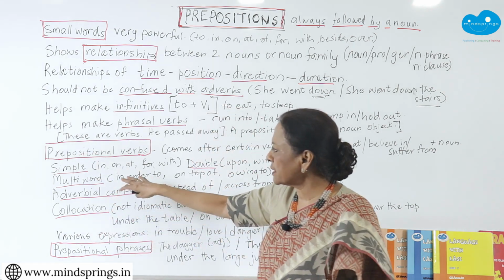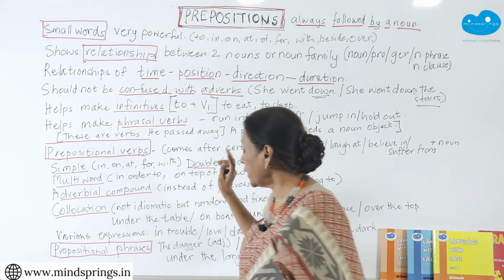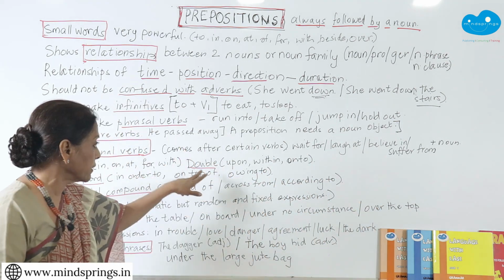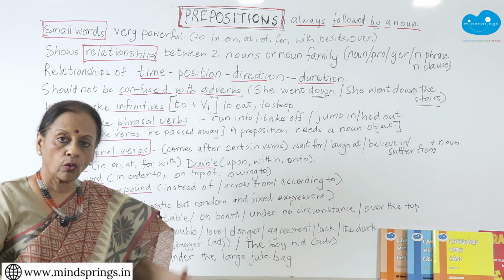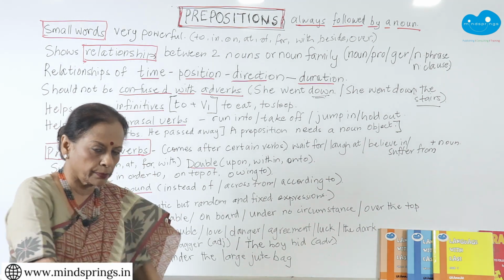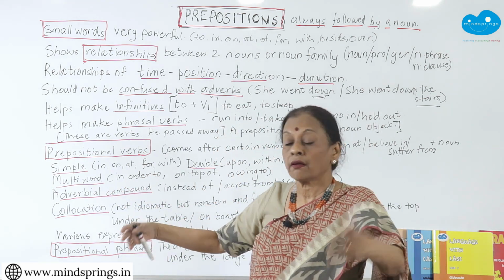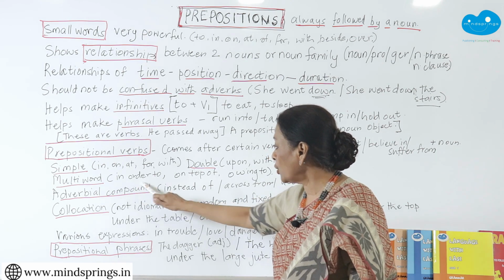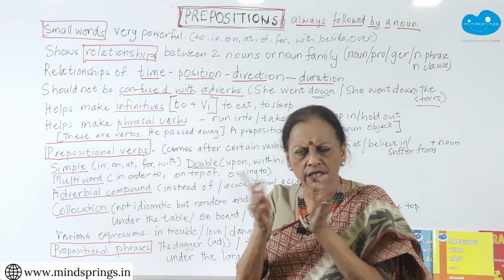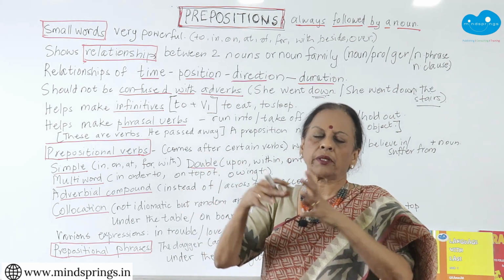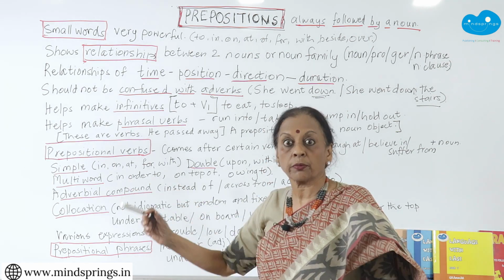Now prepositions can be in a very simple form. It will be just one word like in, on, for, with, etc. Or it can be double where the two are brought together. So you get upon, within, with and in, on and to, onto, into. All of these are double prepositions. Then you have multi-word, more than one word. In order to, on top of, owing to, so 2 or 3 or 4 words sticking together, and that whole unit is a preposition. So you don't call these 3 prepositions, you call it one preposition because it always comes together.